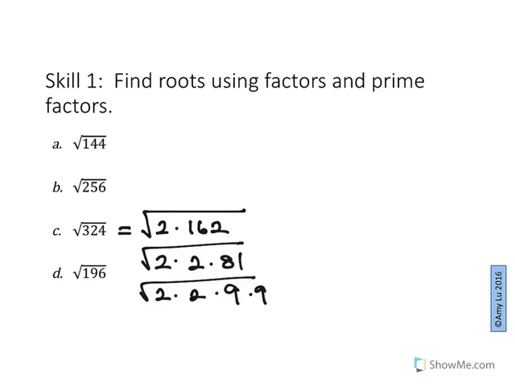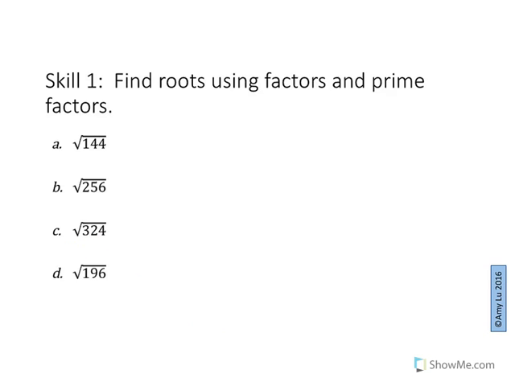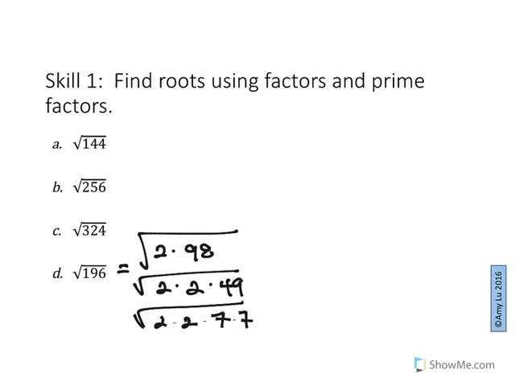In the next one, I break it apart from 2 times 162 and further into 2 times 81 and further into 9 times 9. So here's one pair, 2, here's one pair, 9, together. This makes 18. So the square root of 324 is equal to 18. I break apart 196 from 2 times 98 to 2 times 2 times 49 to 2 times 2 times 7 times 7. Take out the 2, take out the 7. 2 times 7 makes 14. So the square root of 196 is 14.